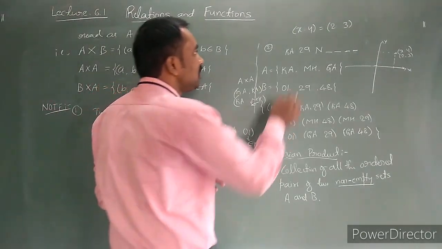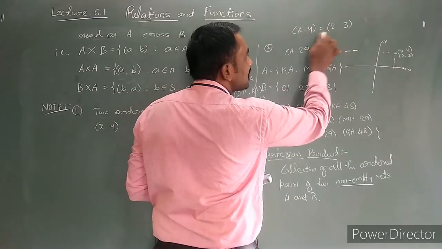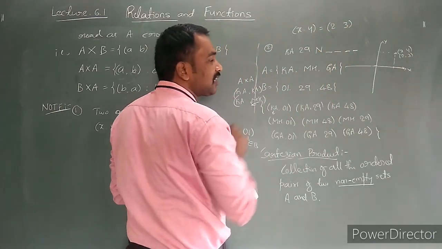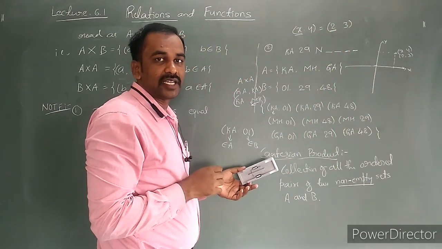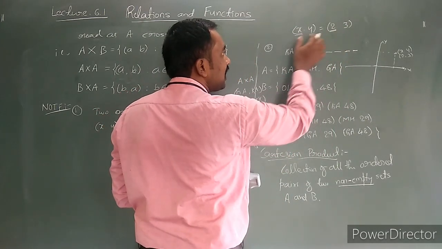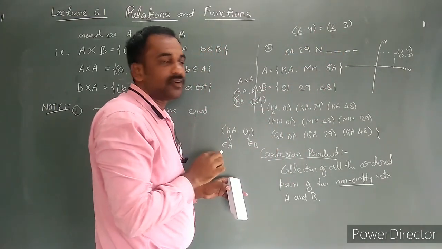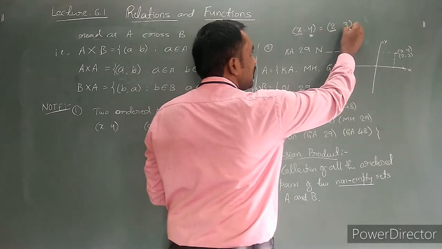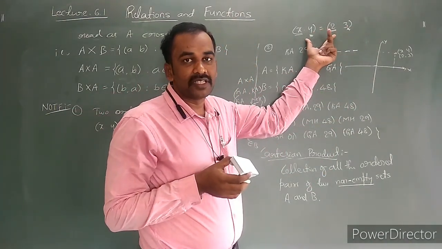What is the basic definition? This is one ordered pair, this is another ordered pair. These two ordered pairs are equal when the first element is equal to the first element of the second ordered pair, and the second element of the ordered pair is equal to the second element. Then we can say that these two ordered pairs are equal.